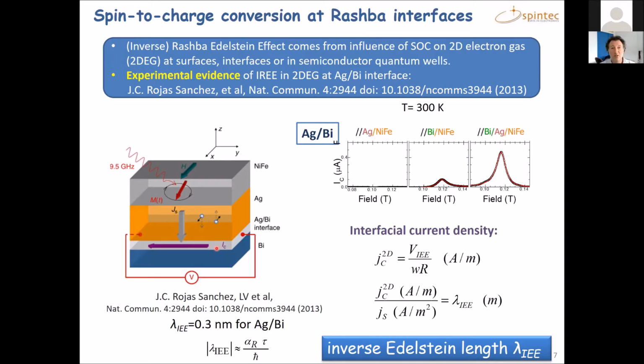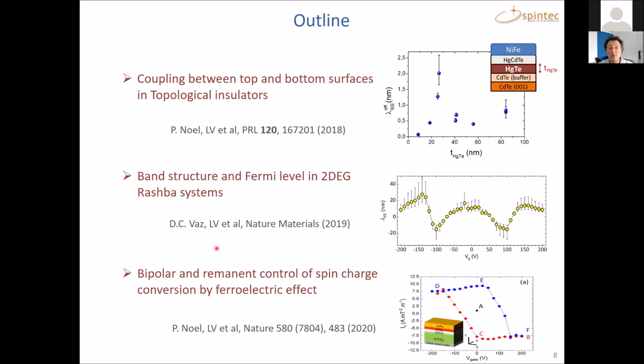So here is the outline of my talk. I want to first present some interest in using, for example, a topological insulator. In topological insulators, you have two surfaces, and what you want to play with is the coupling between those two surfaces. So we have used mercury telluride.